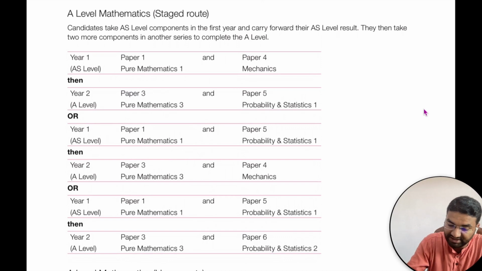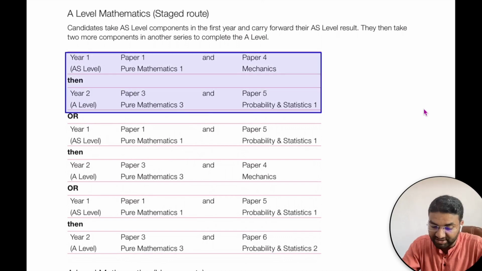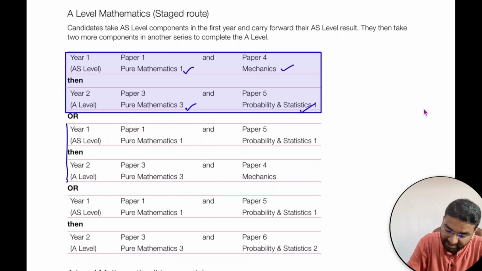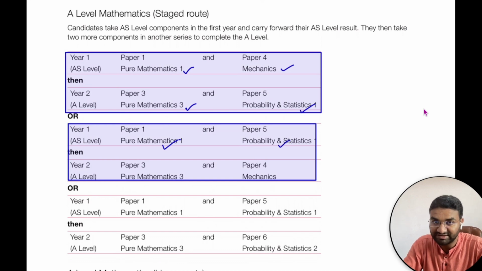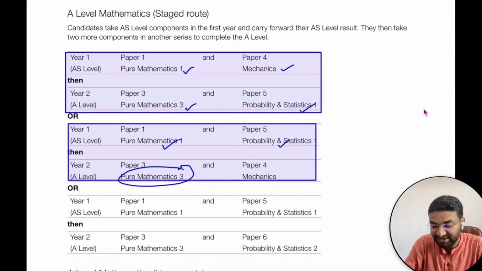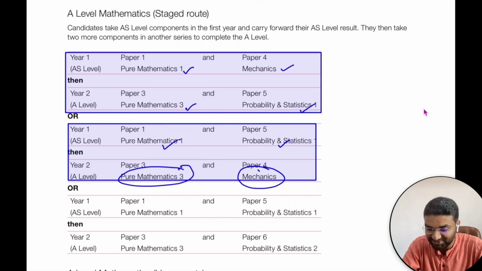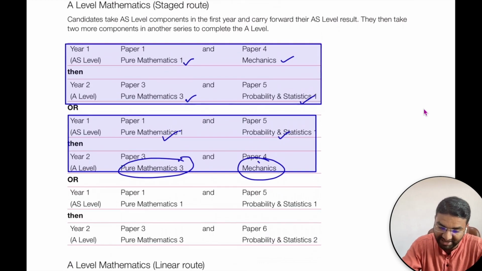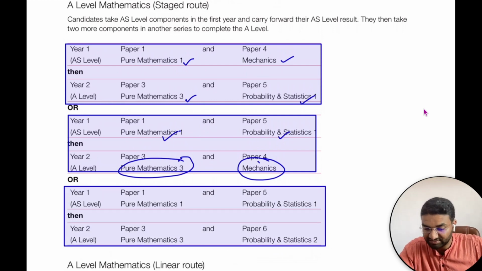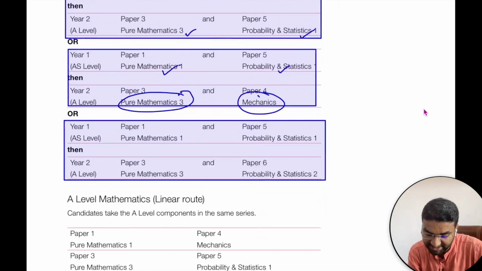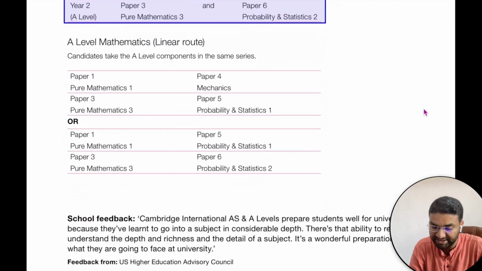You have options. Look here. The first option, year 1: Pure Mathematics 1 and Mechanics, then Pure Mathematics 3 and Probability and Statistics 1. That's one possibility. The second possibility: Pure Mathematics 1 and Probability and Statistics 1, then Pure Mathematics 3 and Mechanics. That's another option. And the third option is P1, S1, then P3 and S2. So you can choose the statistics subjects for the AS and A level route. These are the 3 options you have.